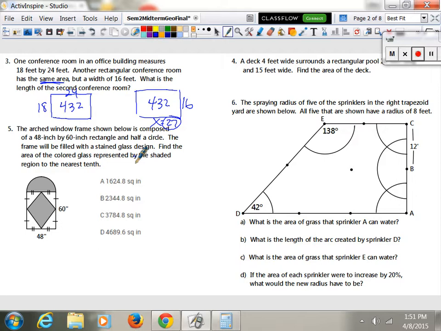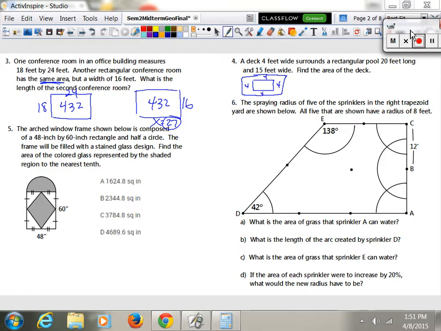Number 4, a deck 4 feet wide surrounds a rectangular pool. So you've got your pool, and then you've got your deck that's all fours. The pool is 20 feet by 15 feet. So the area of the pool is 20 times 15, which is 300.